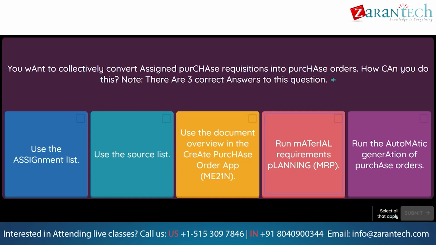ME21N. Option 4: run Material Requirements Planning, MRP. Option 5: run the automatic generation of purchase orders.